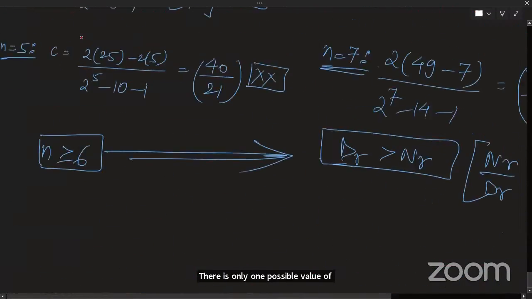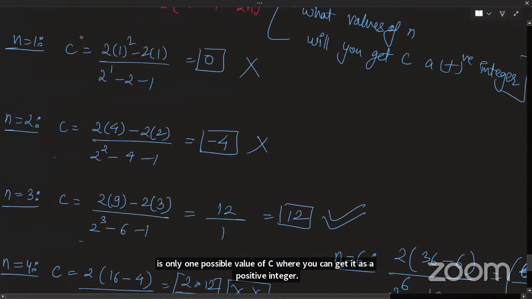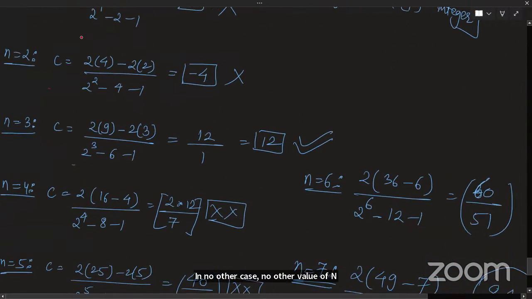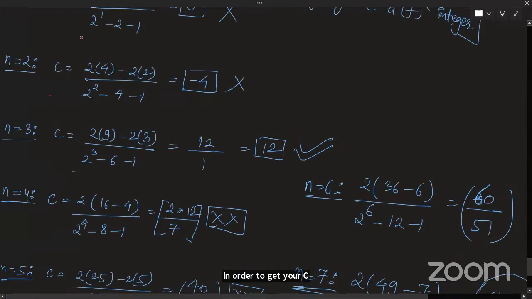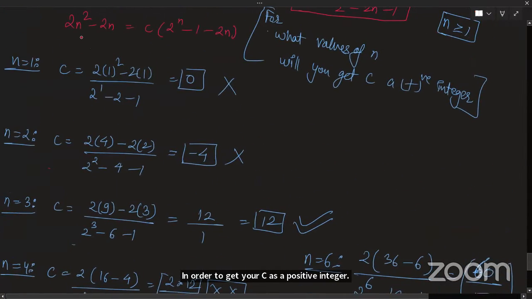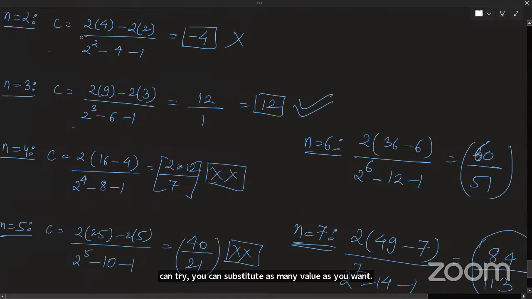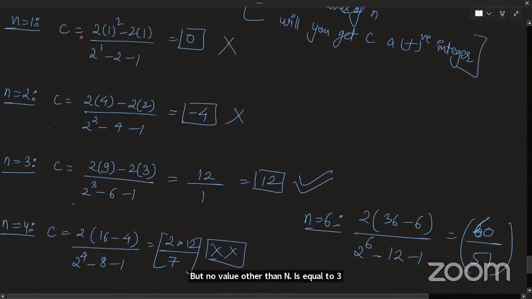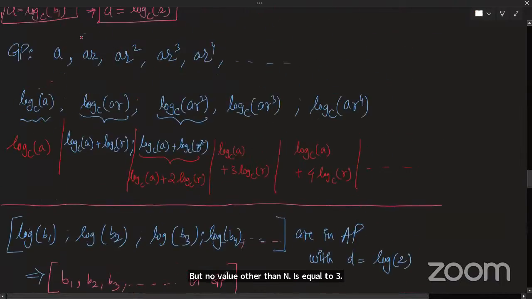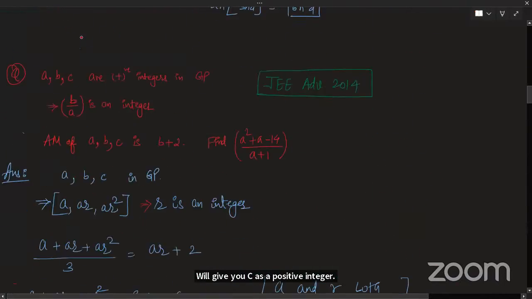In no other case, no other value of n you can substitute, will you get C as a positive integer. You can substitute as many values as you want, but no value other than n is equal to 3 will give you C as a positive integer. Fine. So the answer is 1. Everyone got it?